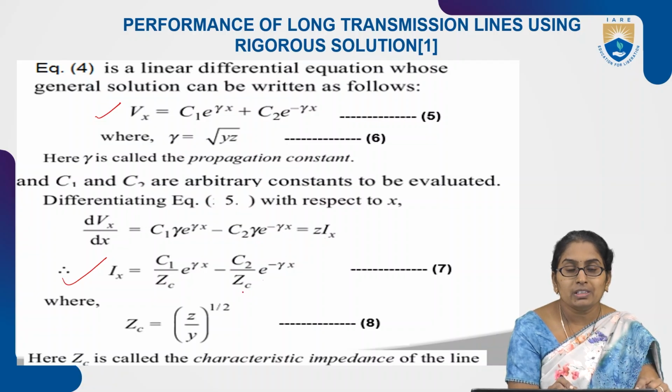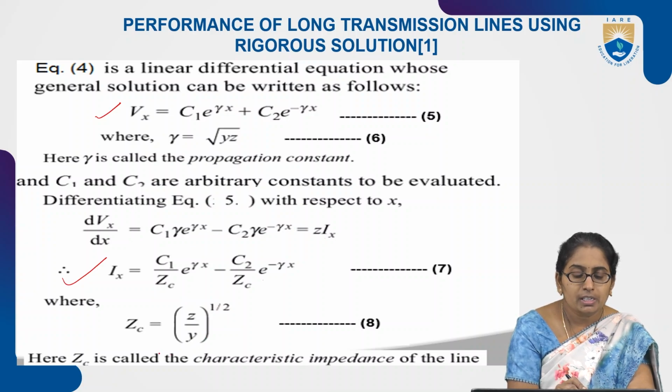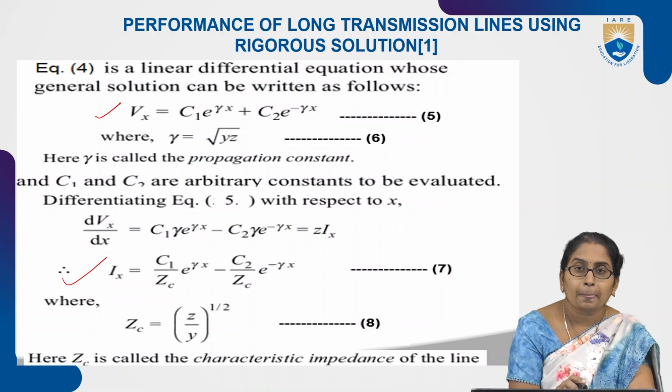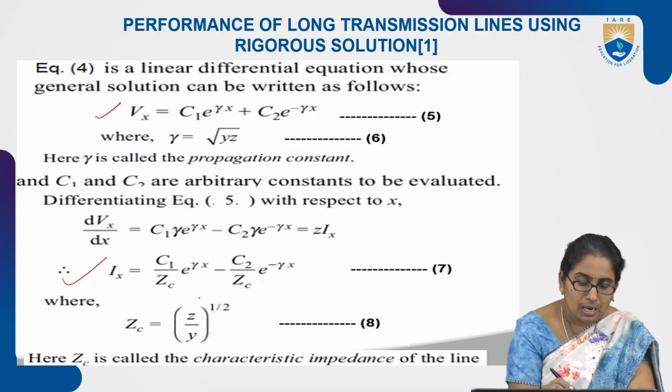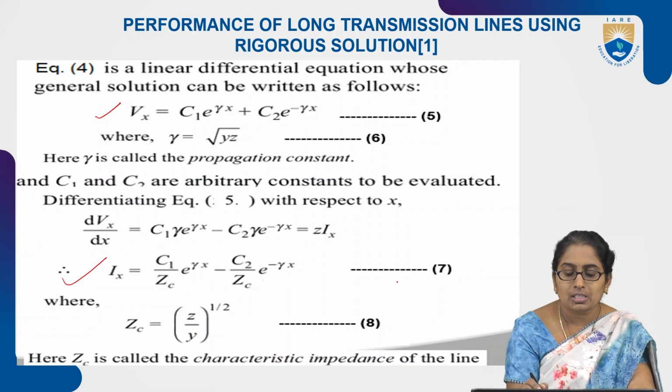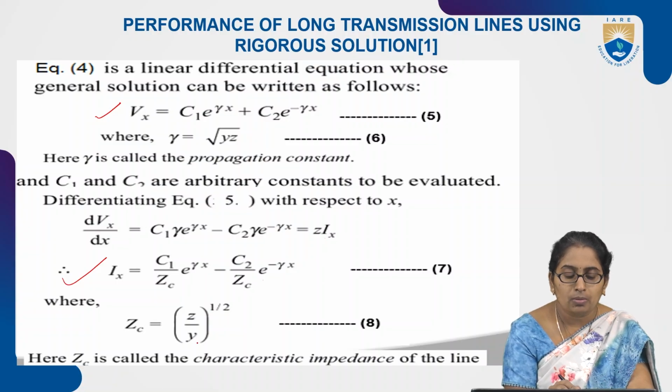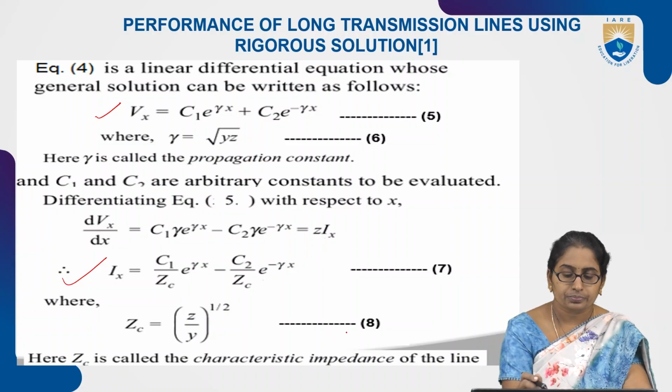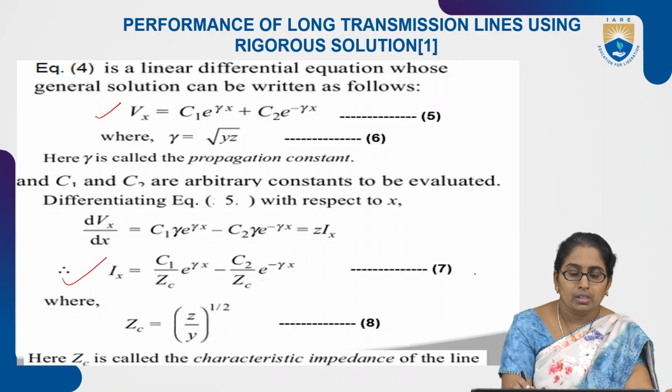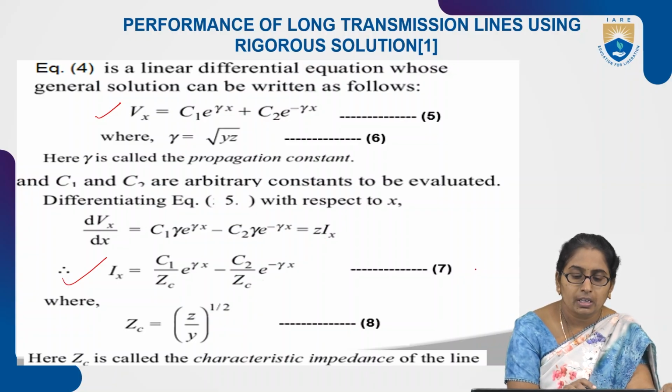Now what is this new one, Zc? This Zc is given by square root of small z by small y, and it is called the characteristic impedance of the transmission line. So that is the Ix equation, say that equation number 7, and this Zc is square root of small z by small y, say that equation number 8. So these are the equations for Vx and Ix.